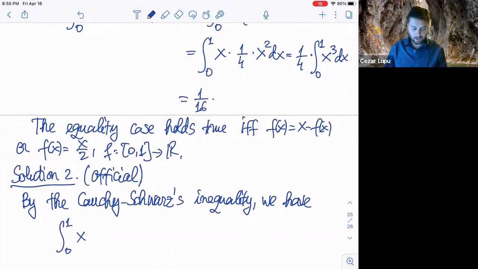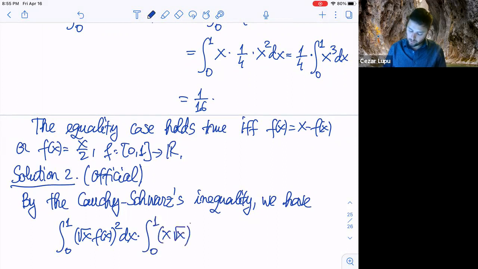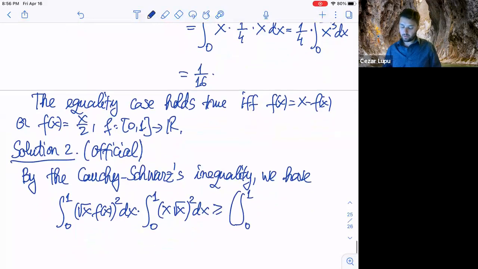The integral from 0 to 1 of x f squared of x dx. So this is the square root of x times f, and I'm going to do it in the following way. Let me write it so it's clear: the integral from 0 to 1 of x f squared, times the integral from 0 to 1 of x times x squared. By applying Cauchy-Schwarz, this product will be greater or equal than the integral from 0 to 1 of x squared f of x dx, squared. All right, great.